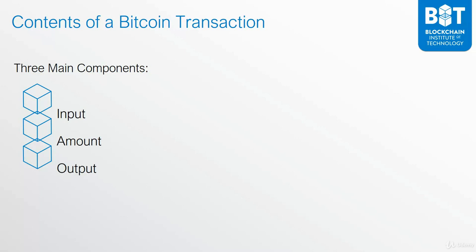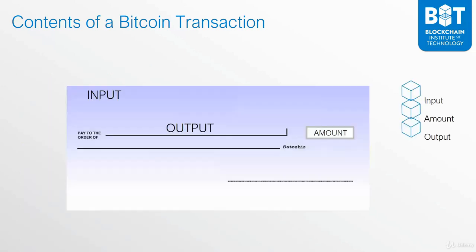A good way of looking at a Bitcoin transaction, even though it's not exact, but it's a good image to keep in mind, is that a Bitcoin transaction is very similar to a check. You have an input, which is where the Bitcoins or funds are coming from. You have the output, which is where they're going to be headed. And you have the amount of those Bitcoins that are going to be headed out to this output.